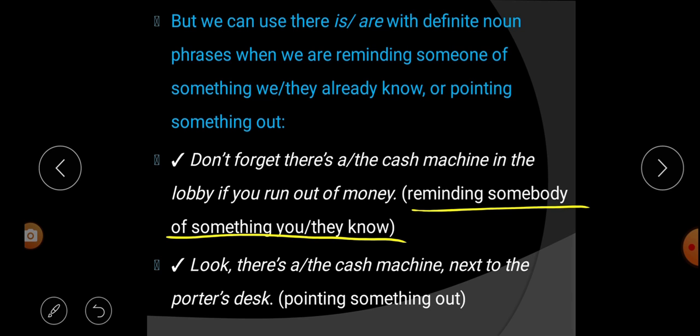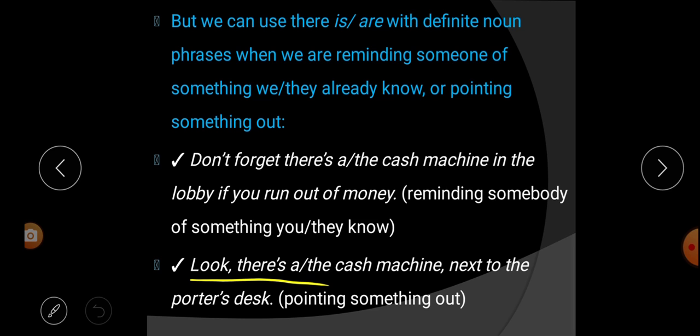That means you can use the indefinite noun phrase, and at the same time we can also use the definite noun phrase. Why? Because we are reminding somebody of something they know. The person whom we are reminding already knows that there is a cash machine or there is the cash machine. So it is known to him or her, and that's what we are reminding. So in that case we can use a definite noun phrase.